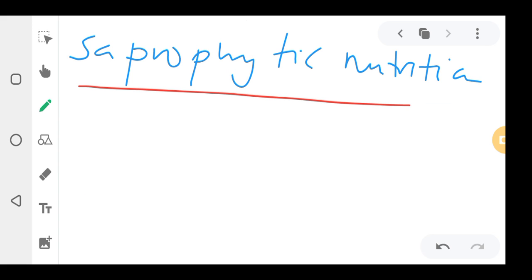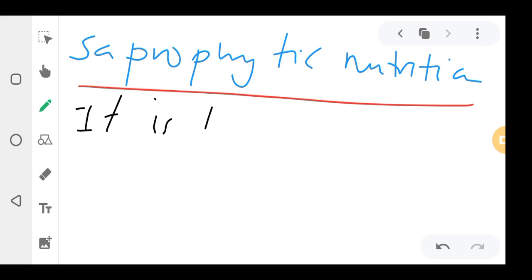So what is saprophytic nutrition? Sometimes they can ask you, because saprophytic nutrition is under heterotrophic nutrition. You remember I said there are two types of nutrition, autotrophic nutrition and heterotrophic nutrition, which I explained in the previous lesson. Under heterotrophic nutrition, we've got a nutrition called saprophytic. Sometimes they can ask you to define it.